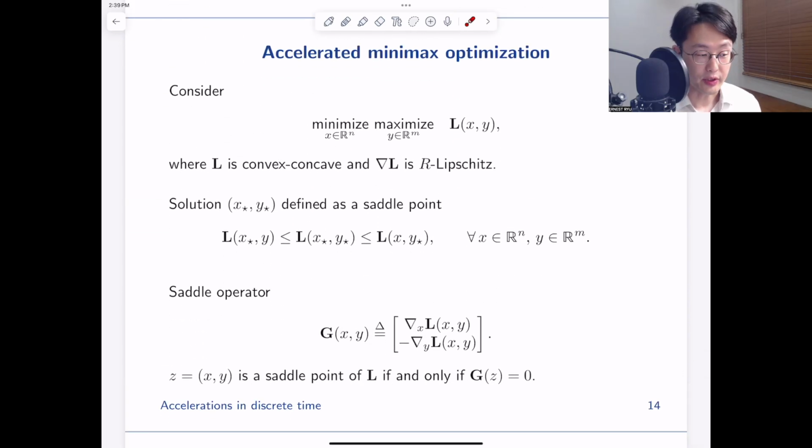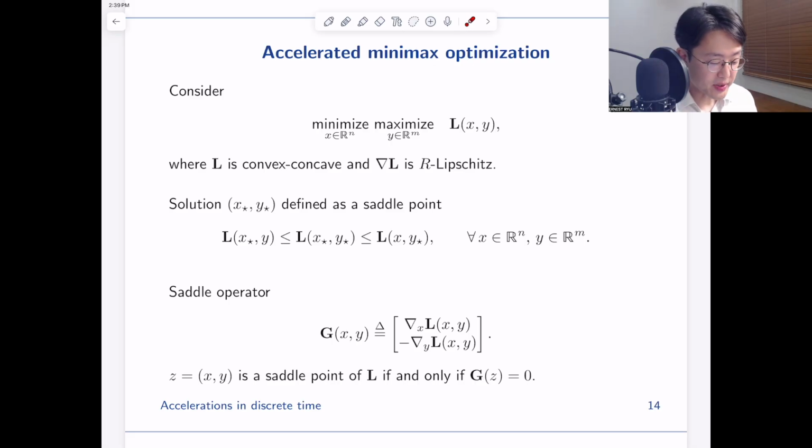Let me show you yet another acceleration mechanism. Let's consider the minimax optimization problem. There is a loss function L, which is a function of x and y, and in this minimax optimization problem, we minimize with respect to x and we maximize with respect to y. We need to make some assumptions on the loss function L. We will assume that L is a convex-concave function, meaning it's a convex function of x when y is fixed, and it is a concave function of y when x is fixed. We assume that L is differentiable, and that the gradient of L is a Lipschitz continuous function.